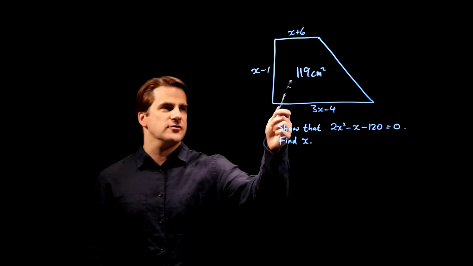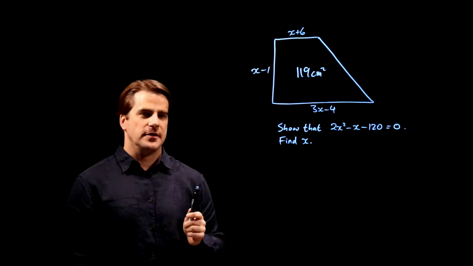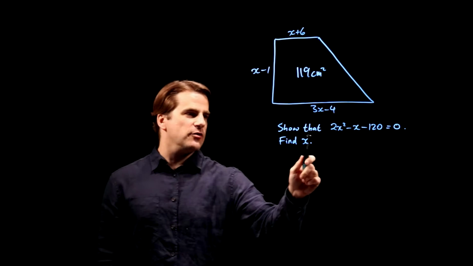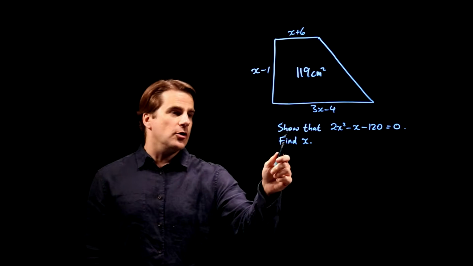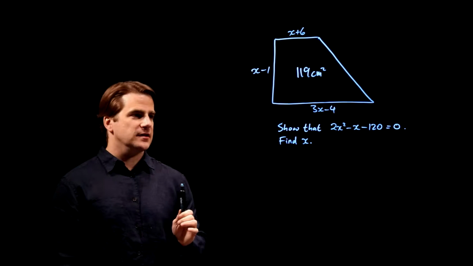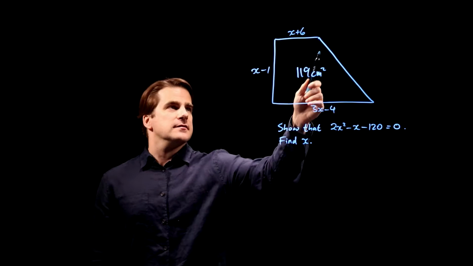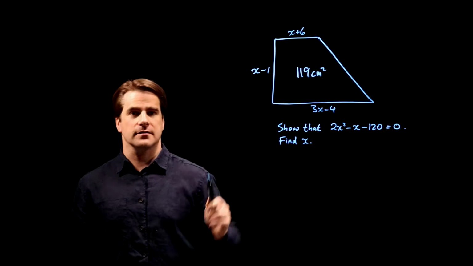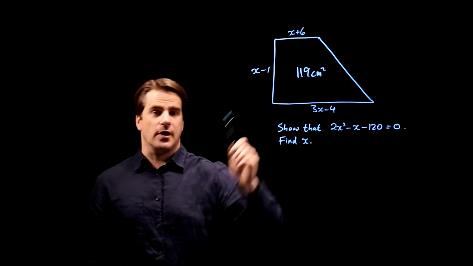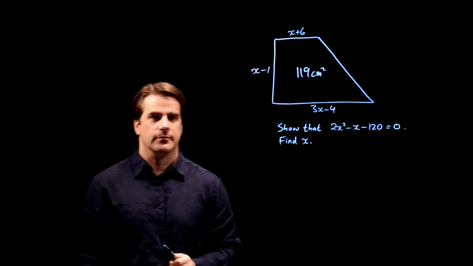Okay, we've been given this trapezium. We're told the area is 119 centimeters squared, and we have to show that 2x squared minus x minus 120 is 0. Don't be put off by "show that" type questions. It just means all you have to do is come up with an expression for the area of the trapezium involving these x's, set that equal to 119, and it will turn out to be that.